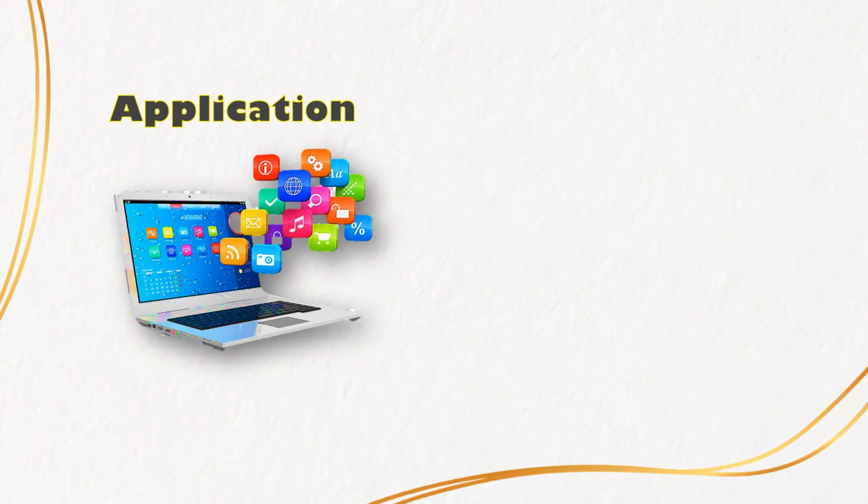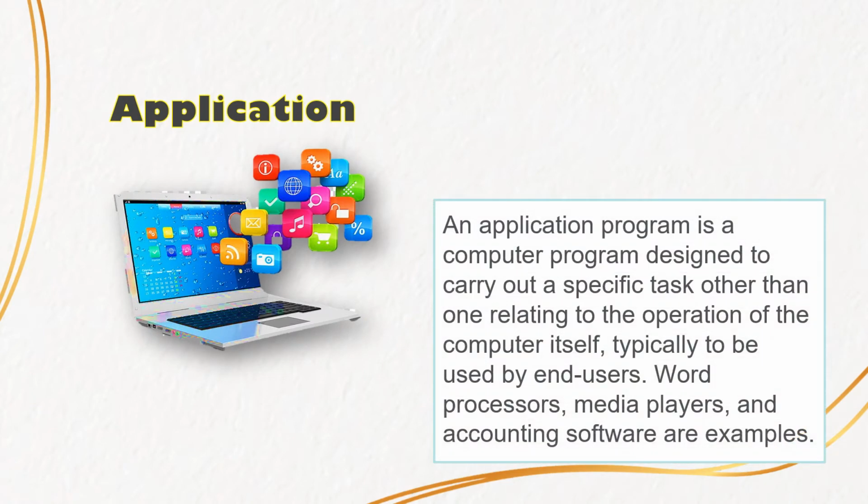Let's move on. Okay, now everyone, there are some terms in using a computer. The first one is application. An application program is a computer program designed to carry out a specific task other than one relating to the operation of the computer itself. Typically to be used by end user, word processor, media players, and accounting software are examples.